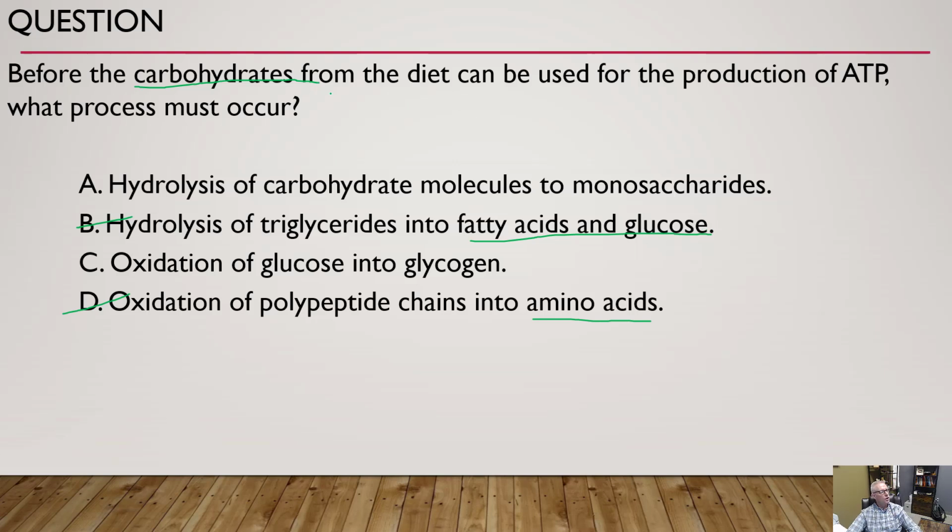All right, so before carbs from the diet can be used for the production of ATP, what process must occur? Hydrolysis of carbs into monosaccharides. So yes, that is an answer. Or oxidation of glucose into glycogen. So that is actually stored glucose. So no, that would not be a viable answer. We actually want glucose. And we know that it's a hydrolysis reaction because we're breaking down carbohydrates into monosaccharides. So A is going to be our answer.